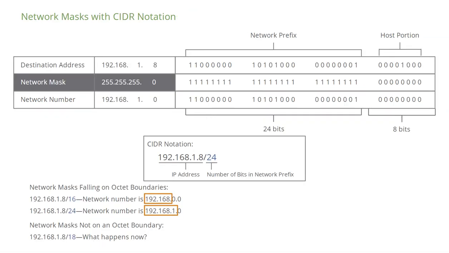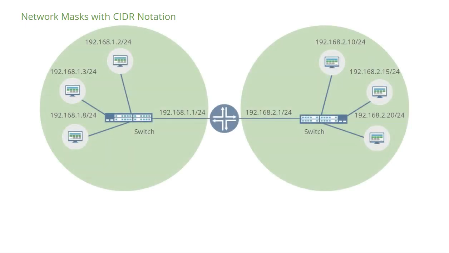In just a few moments, we'll take a look at how you can determine a network number when a network mask does not fall on an octet boundary. But first, let's finish with our example. Our network is shown on screen, now using CIDR notation to indicate the prefix length for each network.